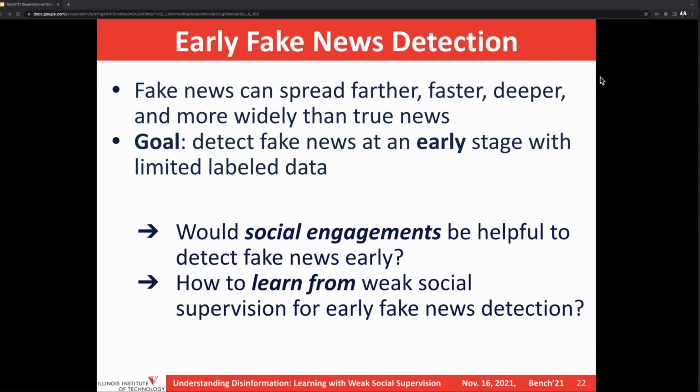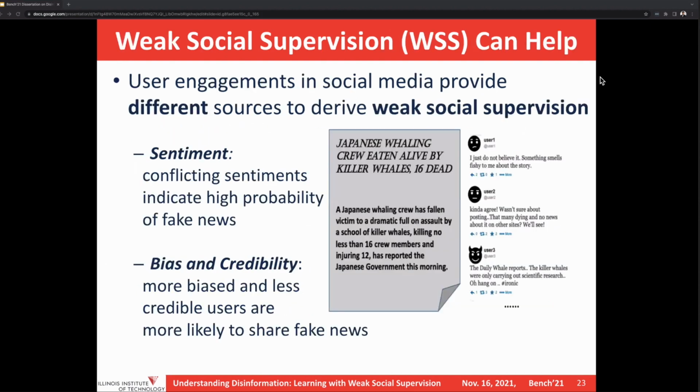And how to learn from this, we call weak social supervision for early fake news detection. So again, this is a real world example. We can see that user engagements usually can provide different sources of information to help us derive weak social supervision. For example, in this figure, we can see this fake news is about Japanese whaling crew eaten alive by killer whales, 16 dead. Okay, this is a piece of fake news.